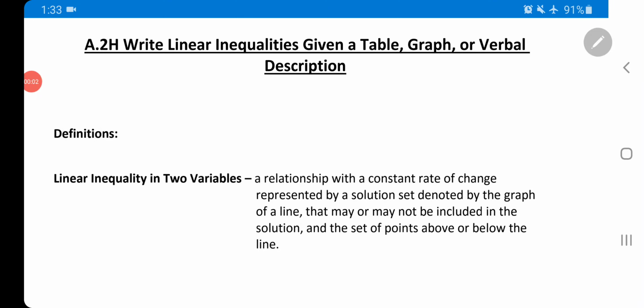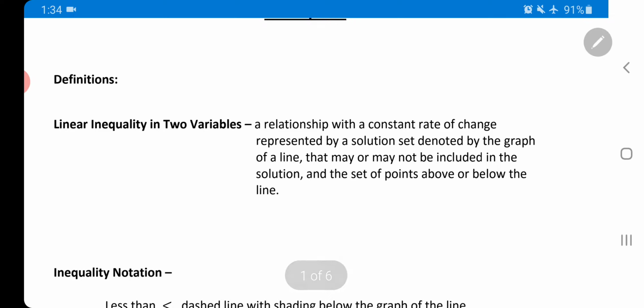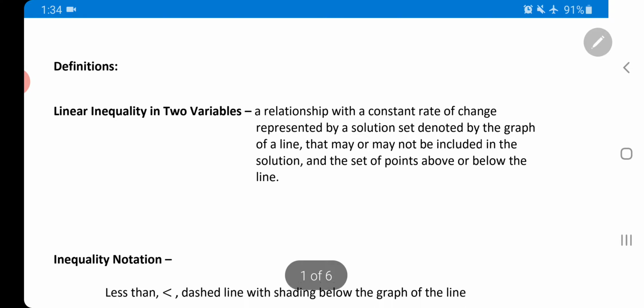Okay, in this lesson we'll be writing linear inequalities given a table, graph, or verbal description. Real quick, let's look at what a linear inequality in two variables is. It is a relationship with a constant rate of change represented by a solution set denoted by the graph of a line that may or may not be included in the solution and the set of points above or below the line. That'll make a little bit more sense as we move along with some problems.